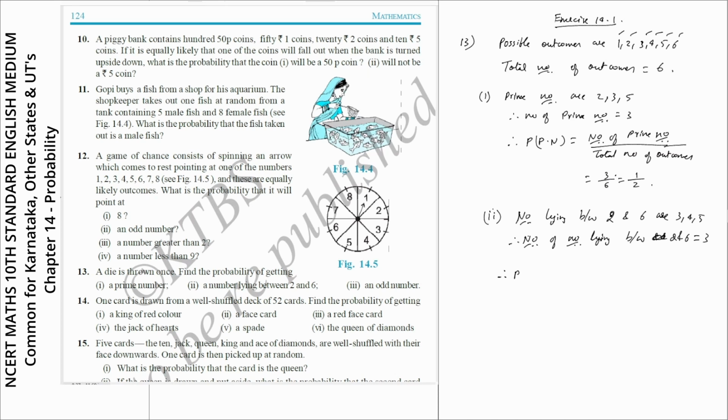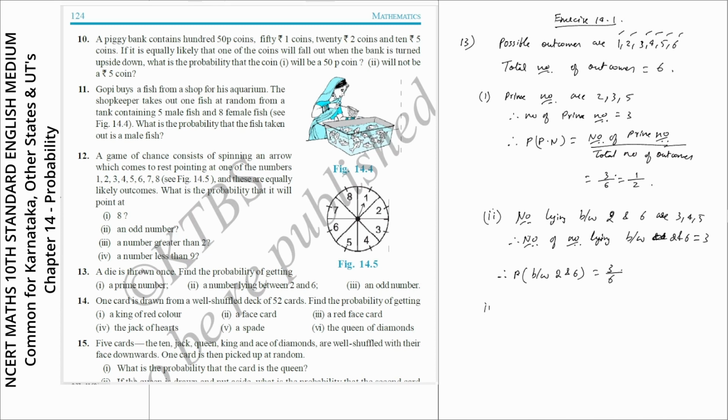Therefore, the probability that the number lies between 2 and 6 is 3 by 6. Okay, 3 is the number of numbers lying between 2 and 6, and 6 is the total number of outcomes.